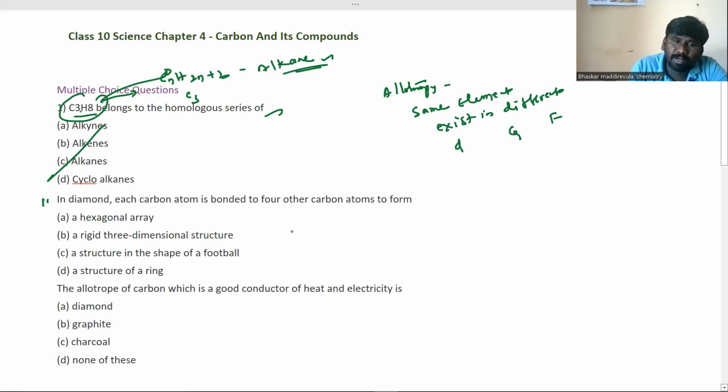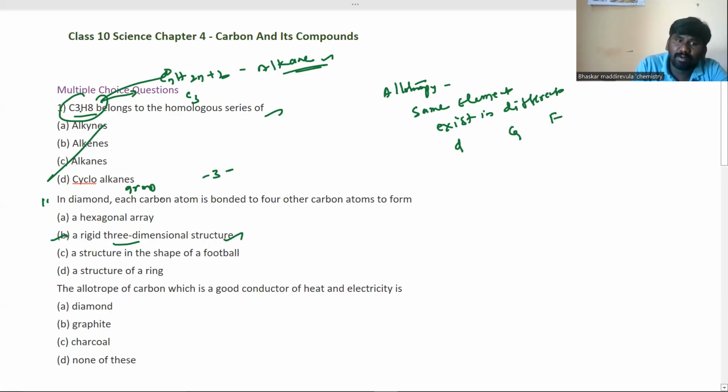Here they will ask one question. In a diamond, each carbon is bonded to four other carbon atoms. What type of structure does it form? It will form a rigid three-dimensional structure. In the same way, graphite: each carbon is bonded to three other carbons.